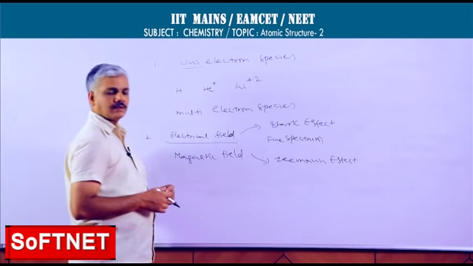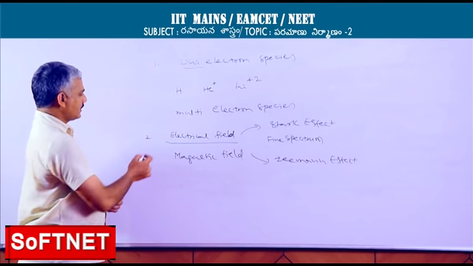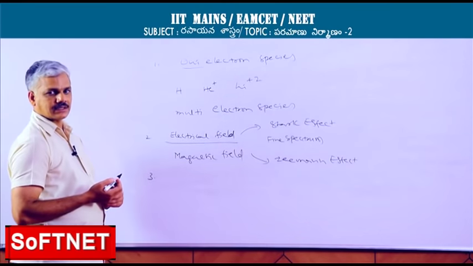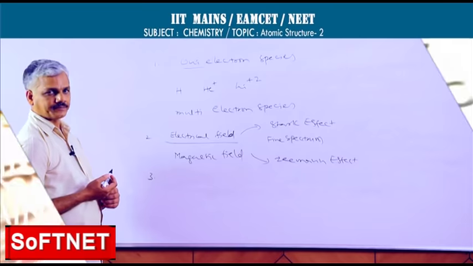And Bohr's atomic model fails to explain these two effects. That is the second limitation. Third limitation, which is not yet cleared even today, is regarding the stability of atom.